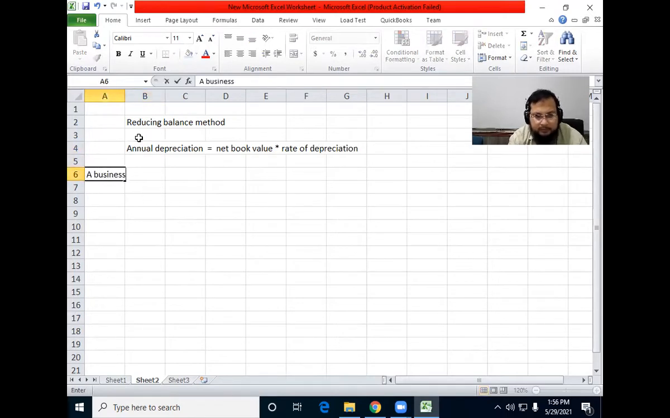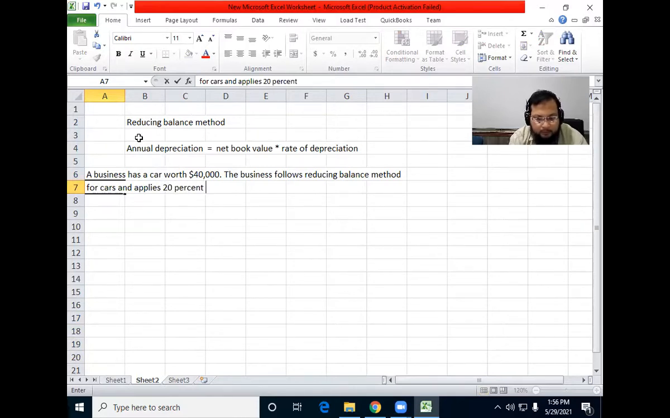Let's say a business has a car worth $40,000. The business follows the reducing balance method for cars and applies a 20% depreciation rate. The requirement is to prepare a depreciation schedule for 4 years, let's say.